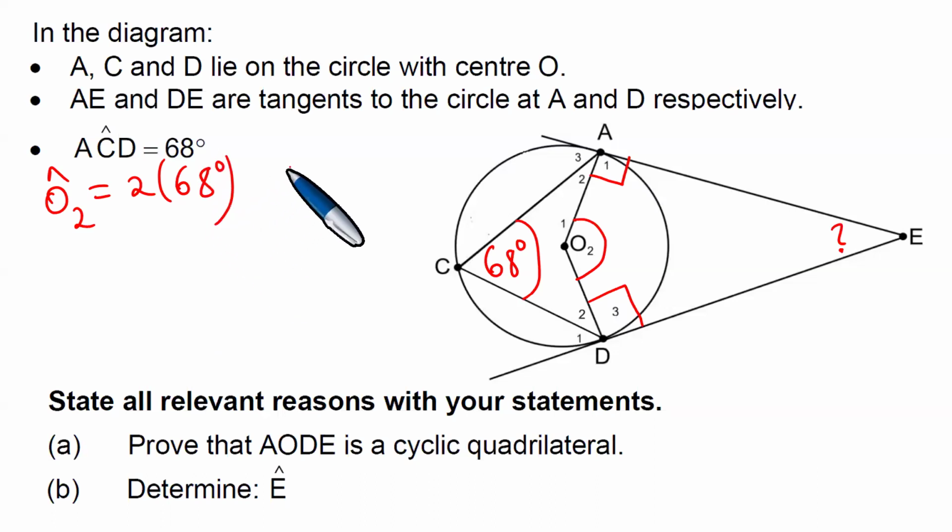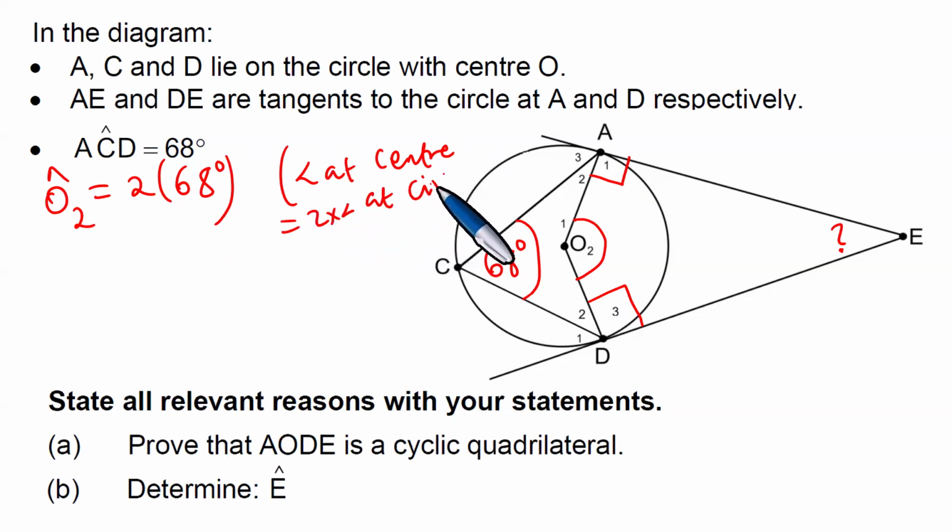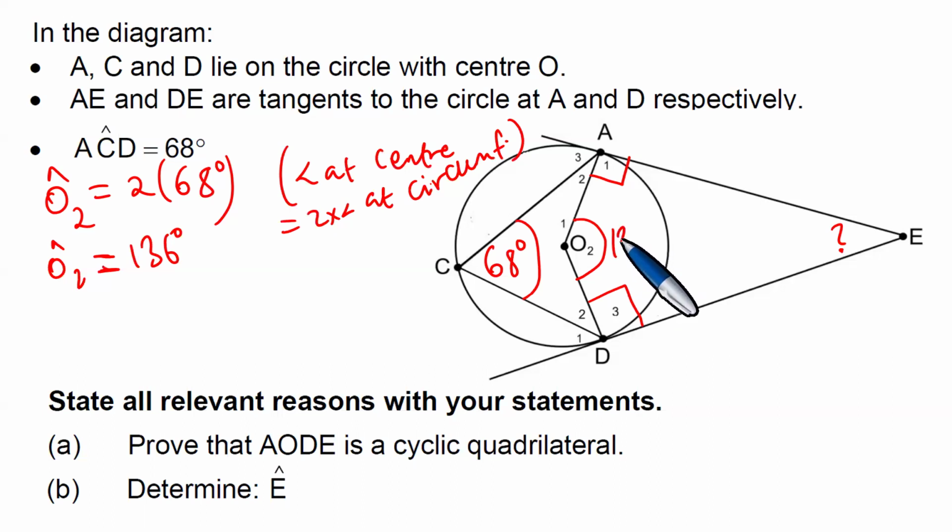Why is this the case? Because angle at center equals 2 times angle at circumference, and therefore angle O2, 2 times 68 is 136 degrees. Right, next. So in other words, this angle here is 136 degrees.